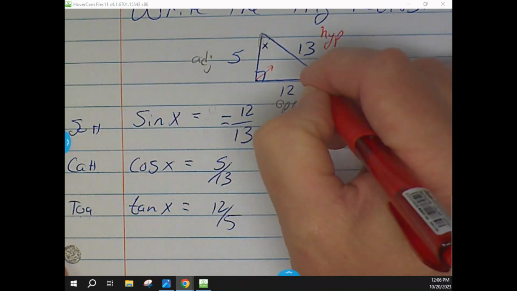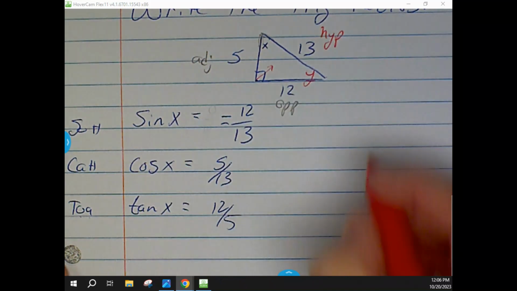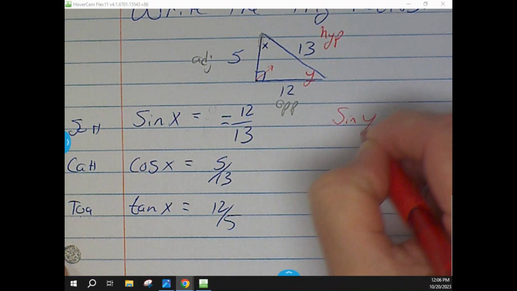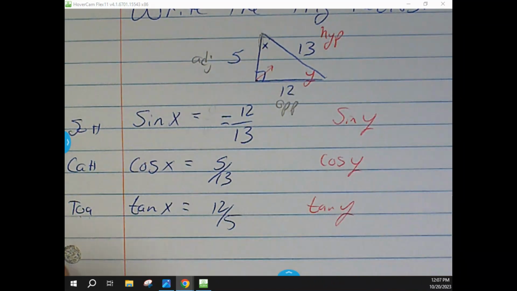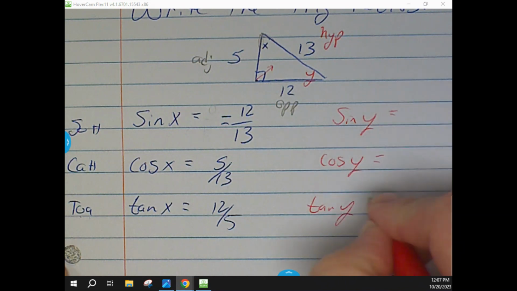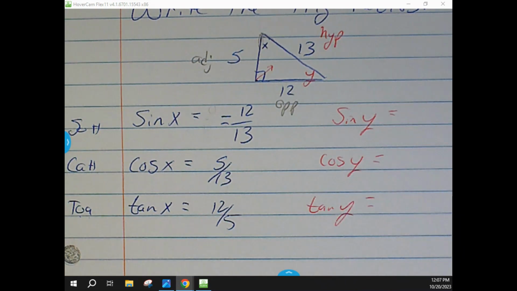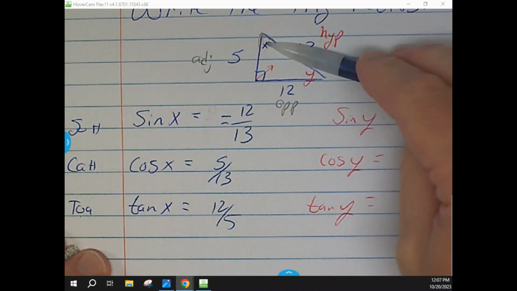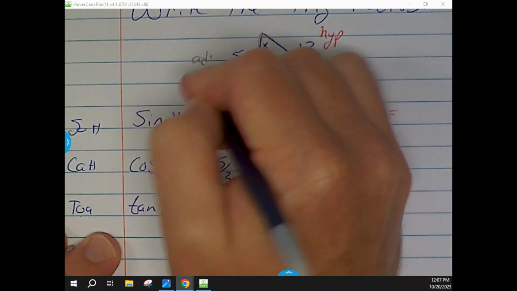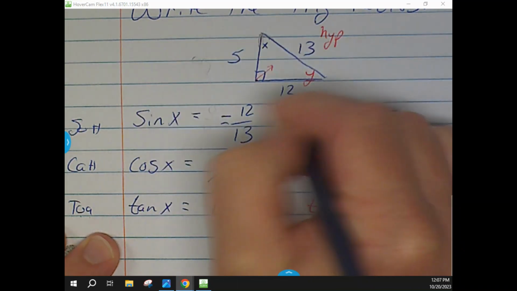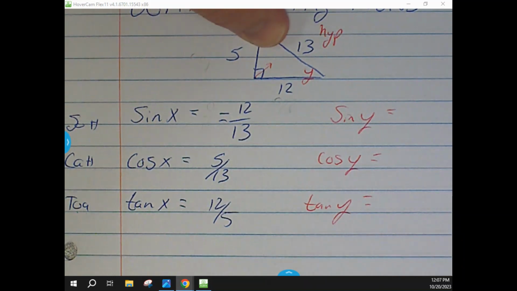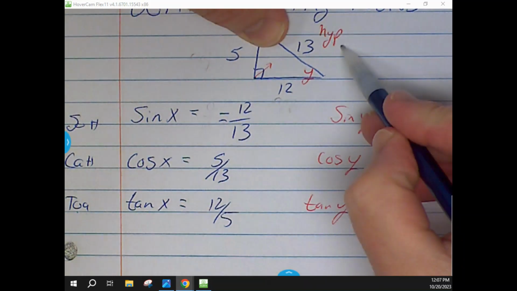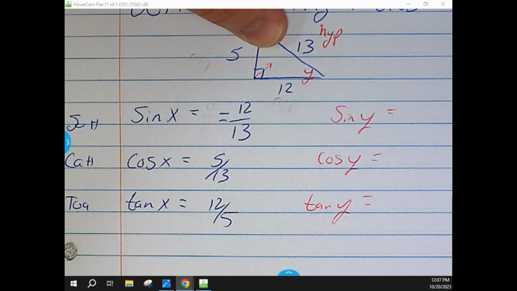Okay, and then a lot of times they'll ask you to find the same thing, but now we're going to find sine, cosine, and tangent of y. Now the big thing on that one is that if you change corners, because we were talking about x, now we're talking about y, so now we've got to change the sides that we're talking about. Hypotenuse stays the same. That's one thing that always stays the same.